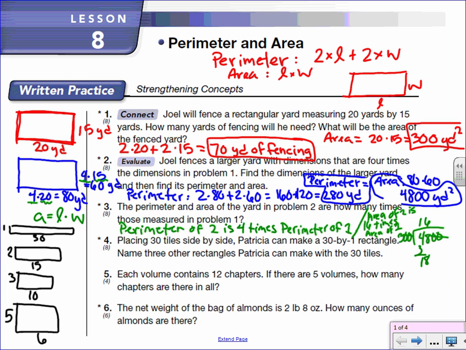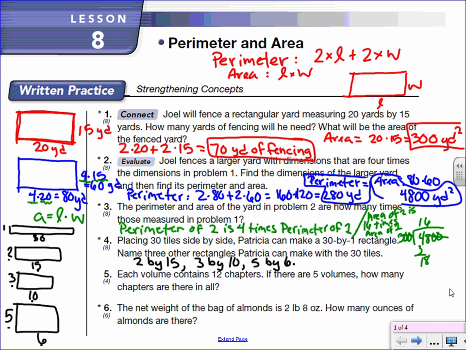And each of those, when I take 1 times 30, I get 30. When I take 2 times 15, I get 30. When I take 3 times 10, I get 30. And when I take 5 times 6, I also get 30. So we can have 2 by 15, 3 by 10, and 5 by 6.